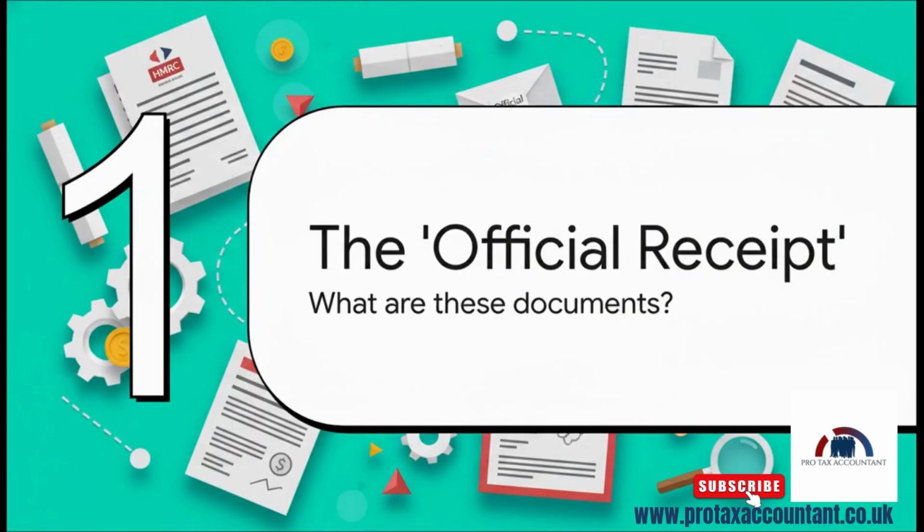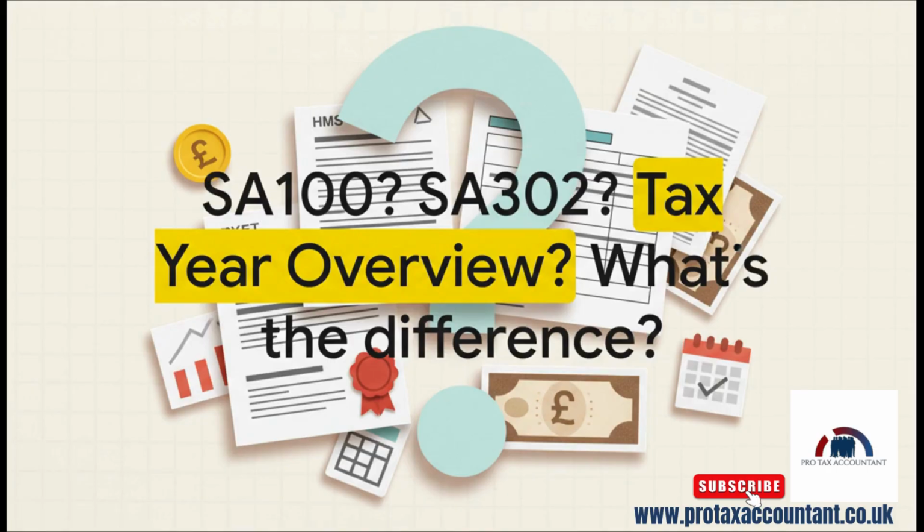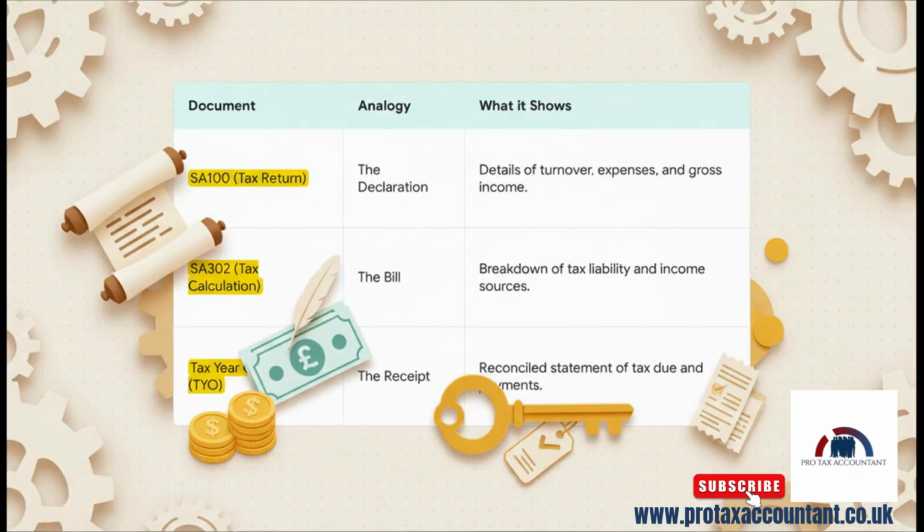What even are these documents that HMRC and your lender keep talking about? It's really easy to get lost in all the jargon, but I promise you, it's actually pretty simple when you break it down. You've probably heard all these terms being thrown around, right? SA 100, SA 302, Tax Year Overview. They all sound kind of the same, but they each do a very, very different job when it comes to proving your income. And honestly, just understanding the difference is the first crucial step to getting control of this whole process.